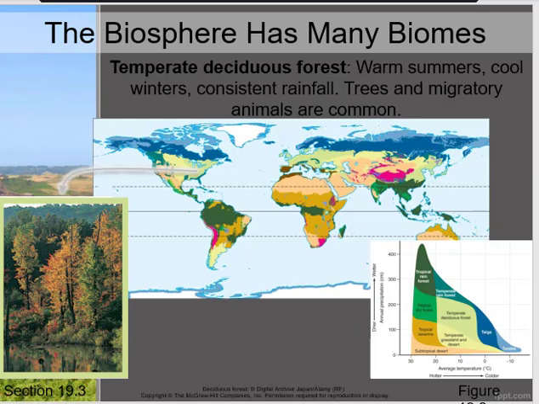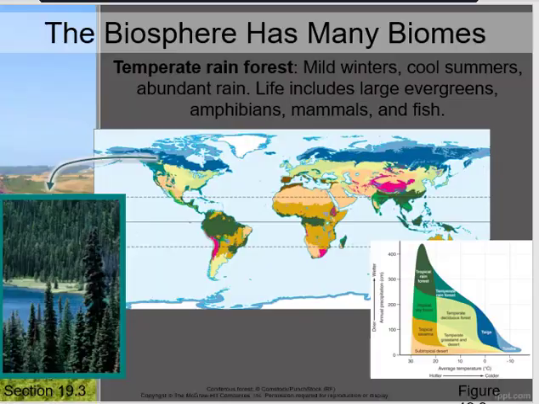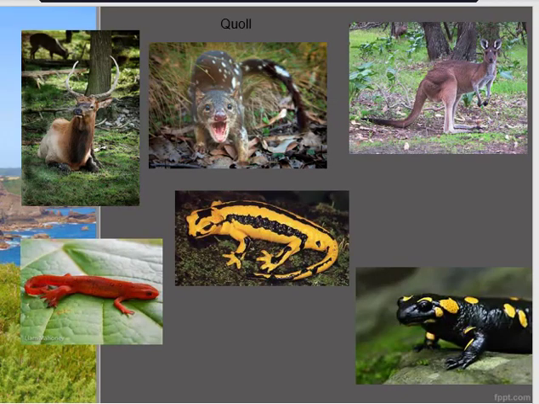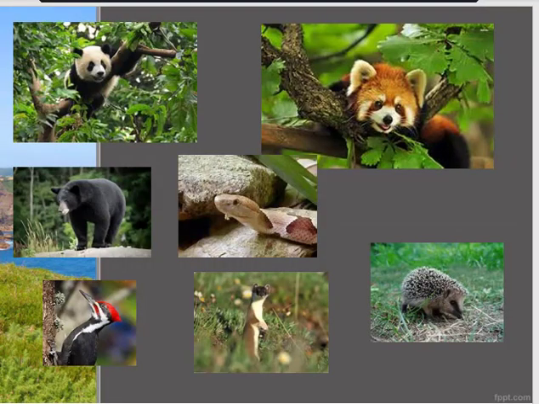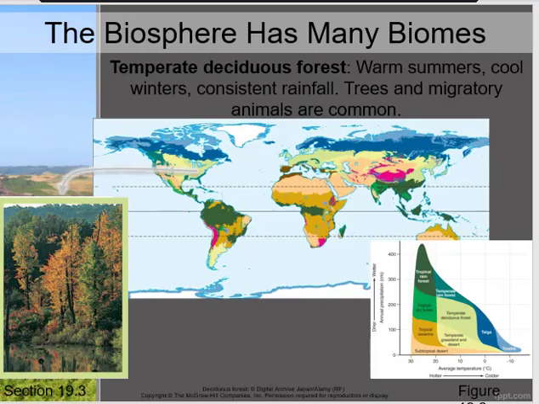Temperate deciduous forest, warm summers, cool winters. And here's the United States. Most of the United States used to be a deciduous forest. But, you know, the deciduous forest, you can see patches of it all across the world on the north and down at the south.